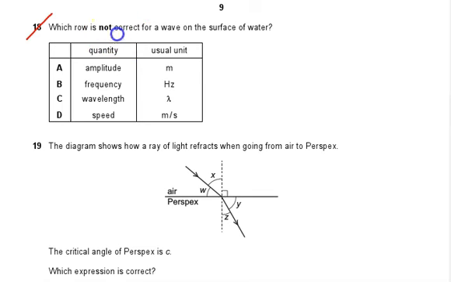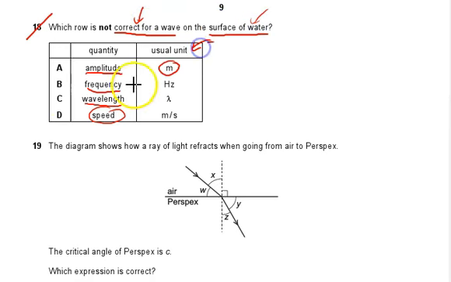Which row is not correct for a wave on the surface of water? Amplitude is meter, frequency is hertz, wavelength is lambda, speed is meter per second. Not correct for a wave on the surface of water. Okay, this is a usual unit. Wavelength is the length of the wave. So the length of the wave should be measured in meter. The lambda is a symbol of wavelength. So C is your answer here.